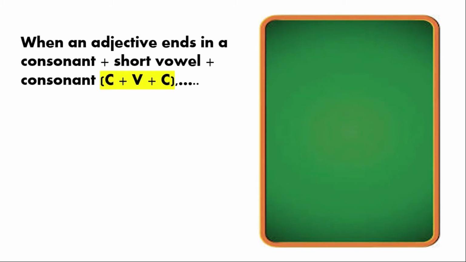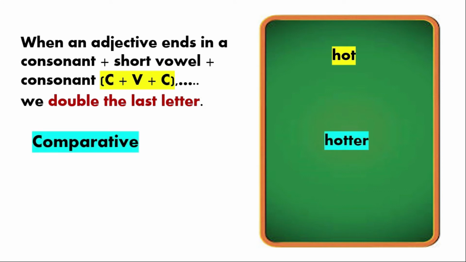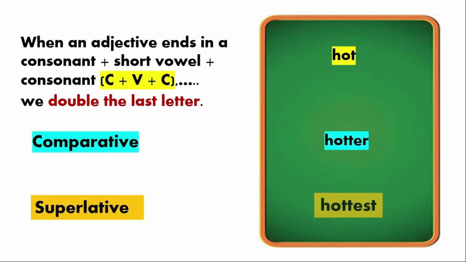When an adjective ends in a consonant plus vowel plus consonant, CVC, like hot, we double the last letter, the last C, which is T here, which is hotter for comparative. Hotter. And as for the superlative, it will be hottest. Again, notice the est.